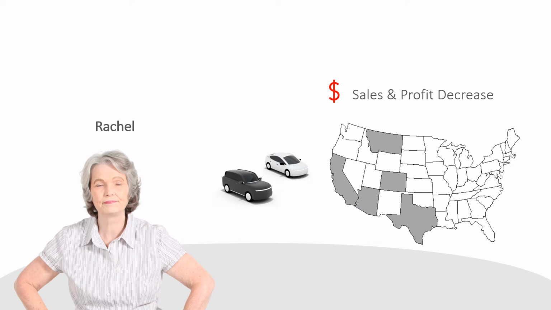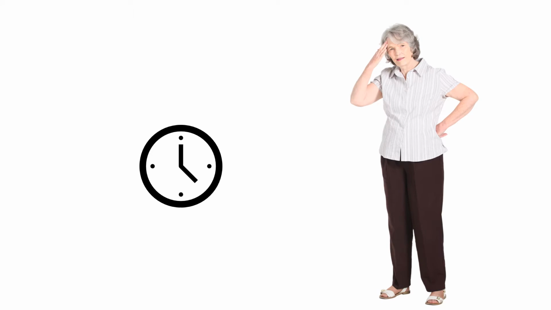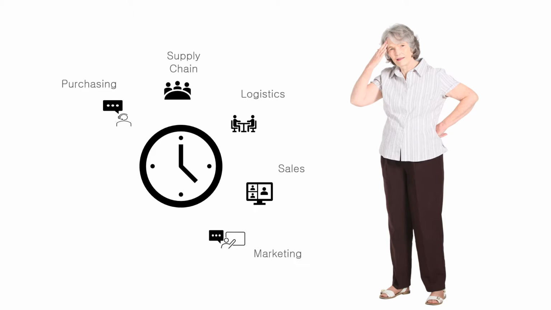Rachel is a national distribution manager in the U.S. market. She found both sales and profit decreased in the past 3 months. She needed to find a way to protect the margin. Rachel had a gut feeling of why it happened and how it should be addressed. She talked to other stakeholders, such as purchasing, supply chain, logistics, sales, marketing, and finance. Then she realized that everyone had different versions of understanding.